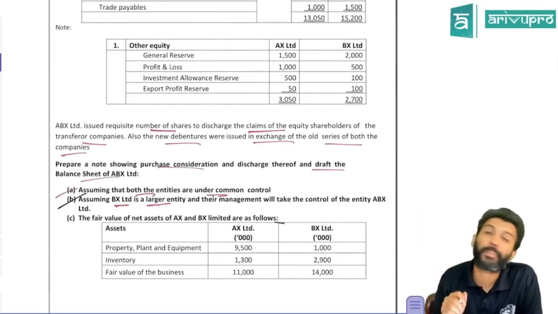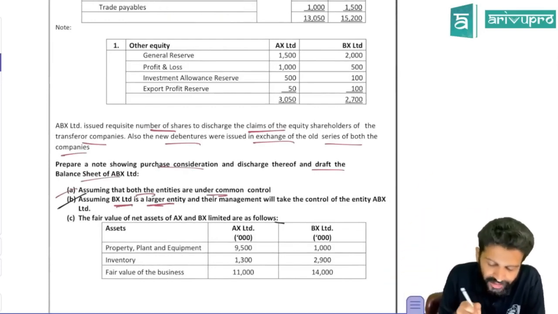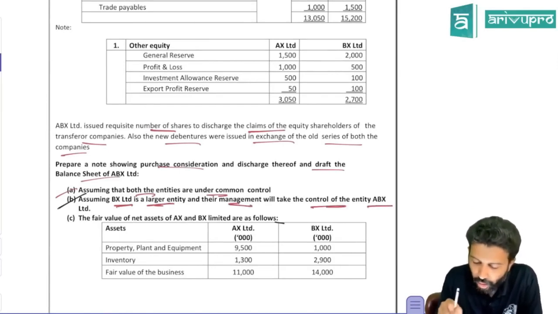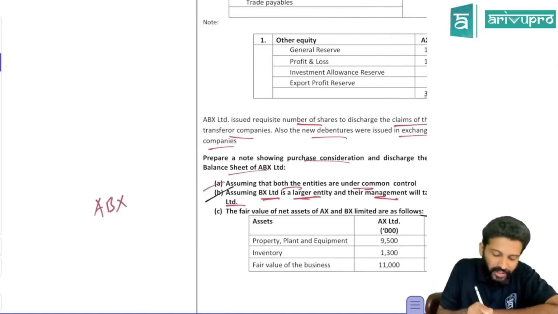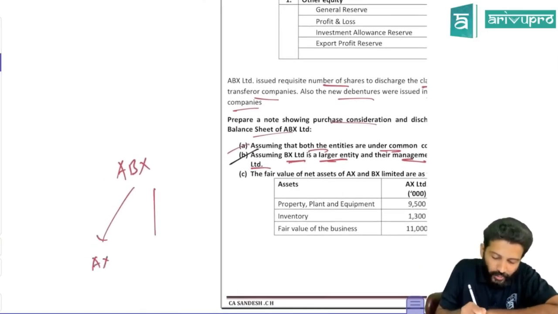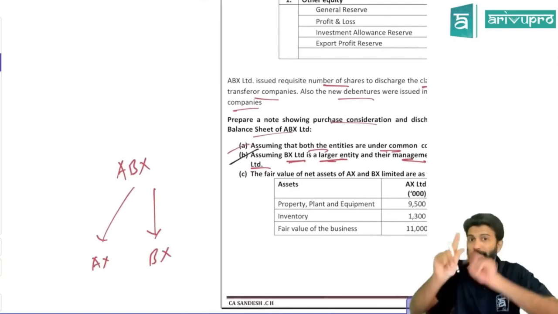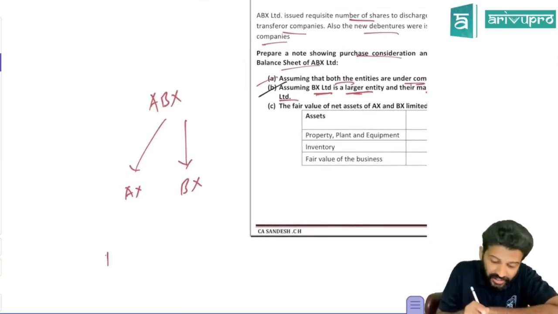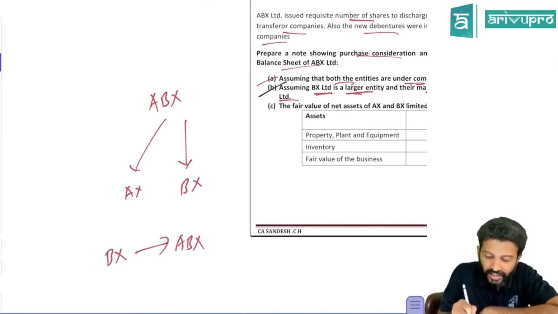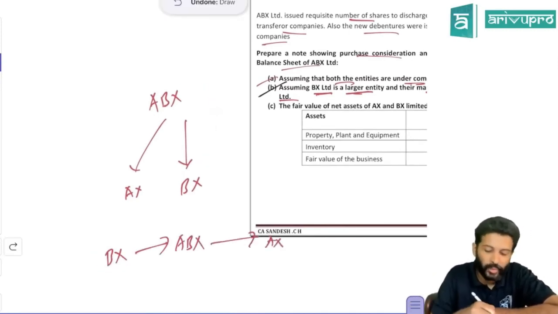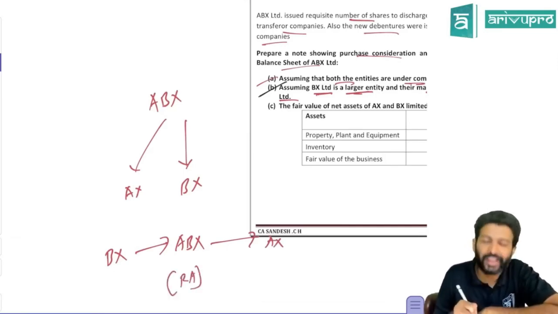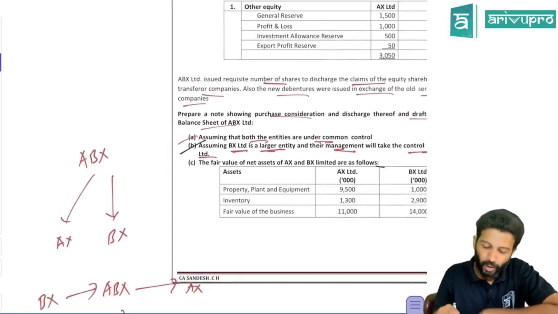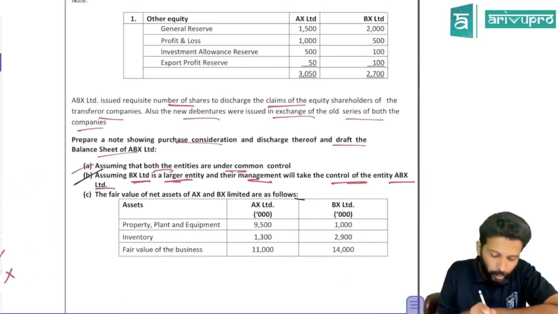Now they've given another separate scenario in B. What are they saying? Assume BX is a larger entity and under their management will control the entity ABX. On paper they are saying ABX has acquired AX and ABX has acquired BX. This is as per legal document. But reality is they are saying BX has acquired ABX and BX is controlling AX. That means legally they are saying ABX has acquired BX, but the reality is BX has acquired ABX. That means this is a case of RA, as in reverse acquisition. Okay, so the second scenario is a reverse acquisition, and they have also given further data for this.